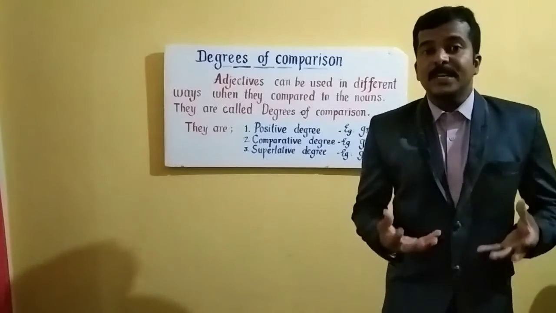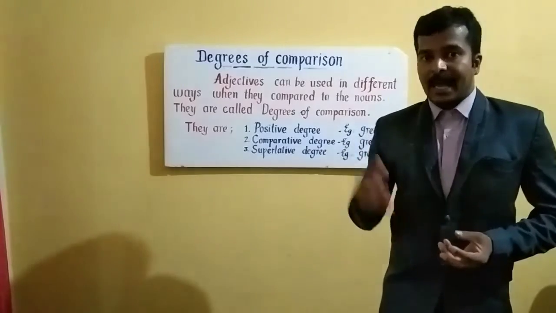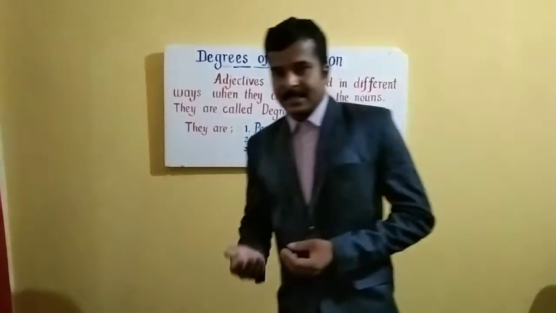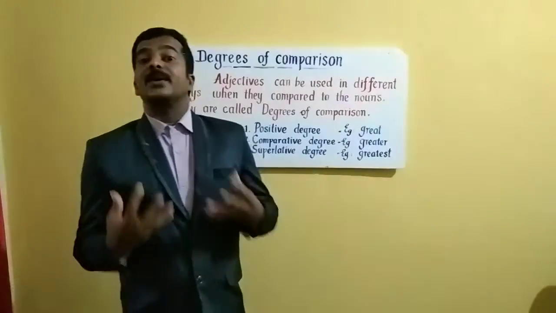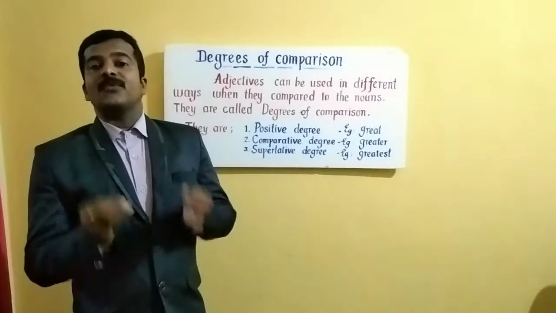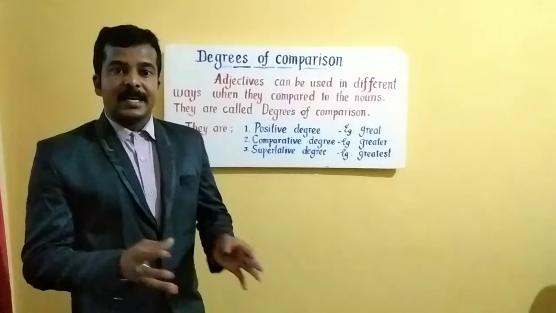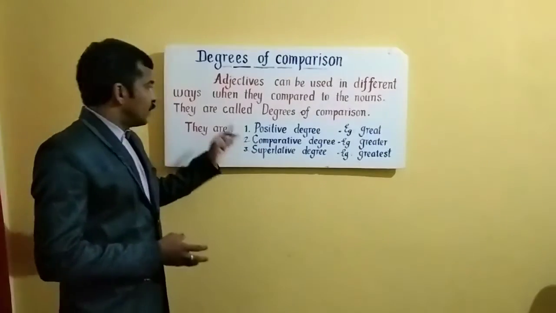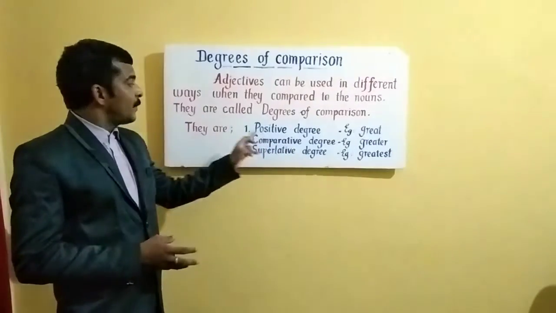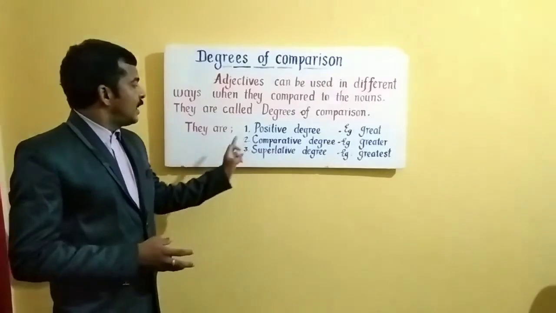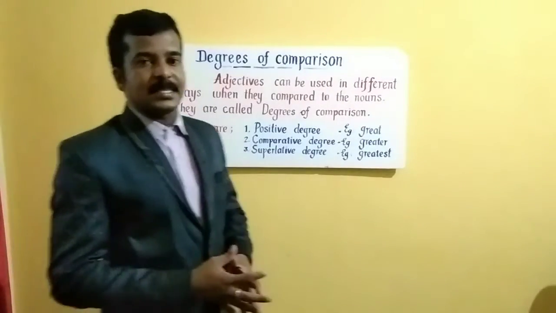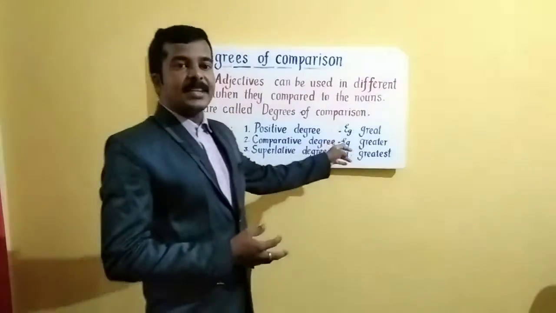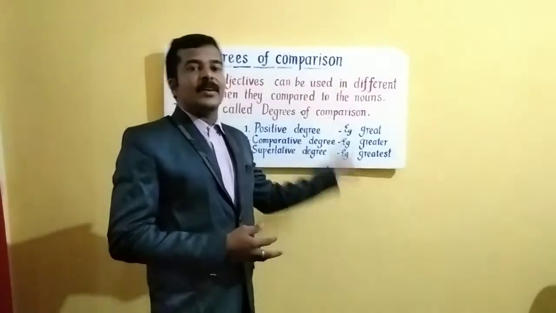Whereas the definition for degrees of comparison I mentioned just now is that adjectives can be used in different ways when they compare nouns, and they are called degrees of comparison. There are 3 degrees mentioned on the board. The first one is the positive degree, then the comparative degree, then the superlative degree. For example, great, greater, and greatest.